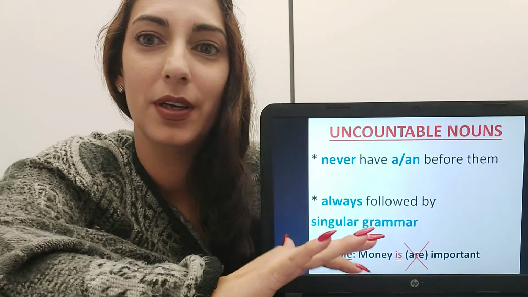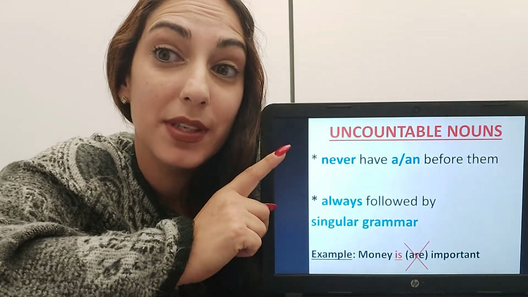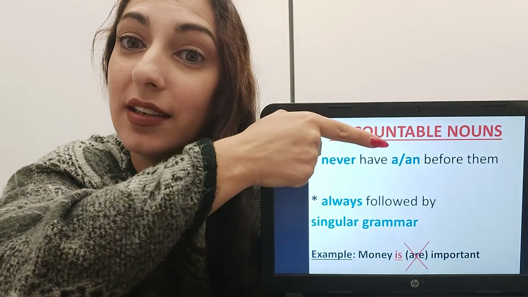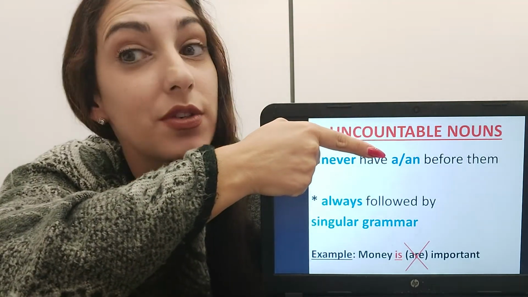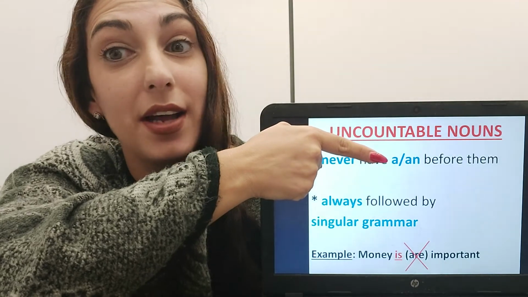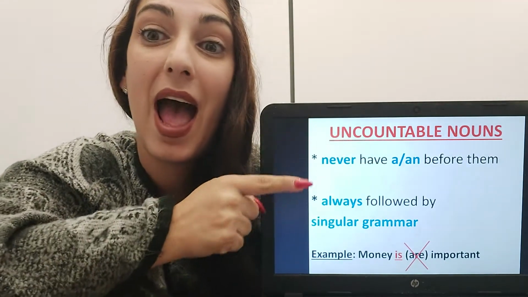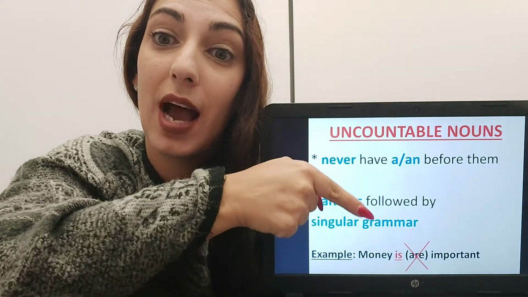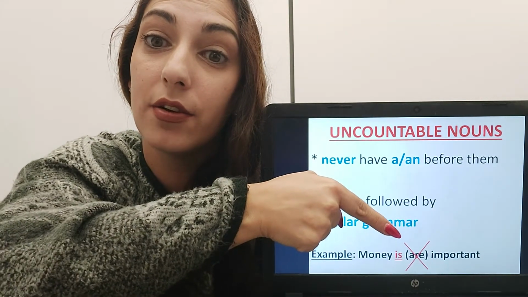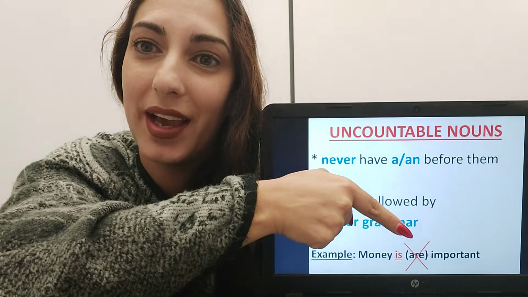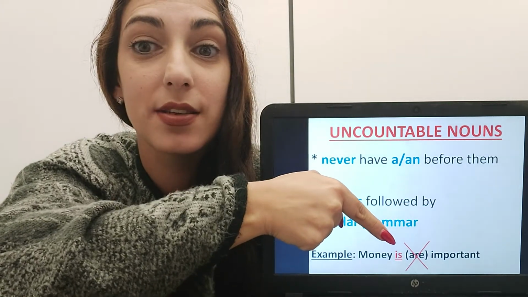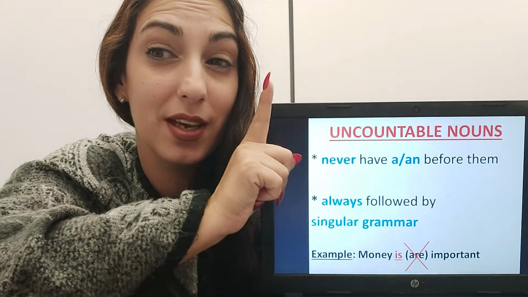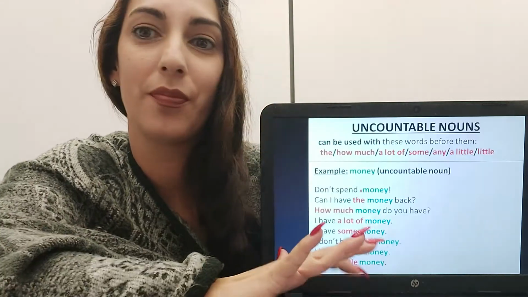Let's move on. Now, uncountable nouns never have a or an in front of them because a and an mean the number 1. So if something is not countable, you can't put any kind of number in front of them. And they're always followed by singular grammar, which means I will say money is, not money are. Okay? Water is, not water are. So be careful, always singular grammar immediately after.